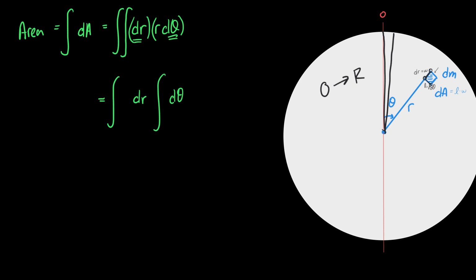Now, before I do this, I do have to collect terms, meaning anything that r has to go with r, and anything with theta would have to go with theta. There's nothing to go with theta, but I did have an r. So I moved my r over to where it goes. R is going to go from 0 to the edge, and theta is going to go from 0 to 2 pi.